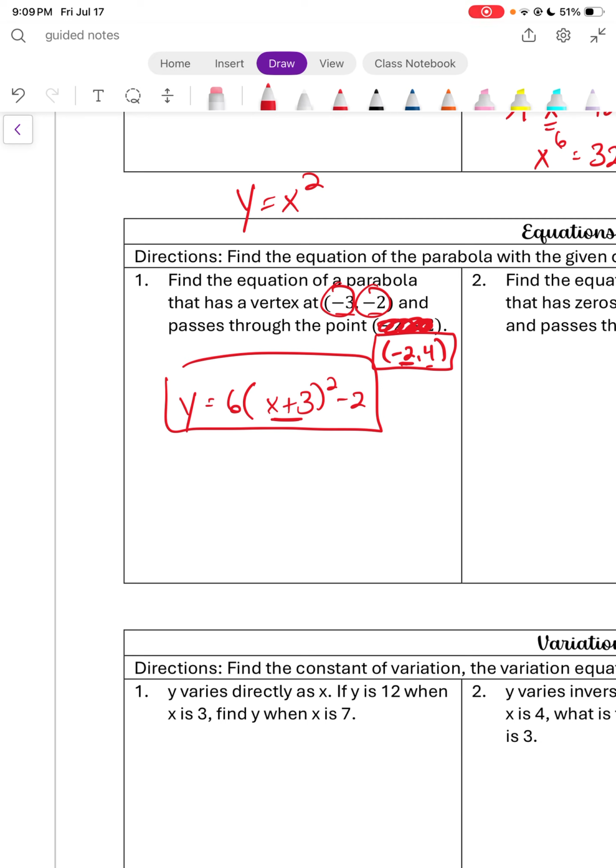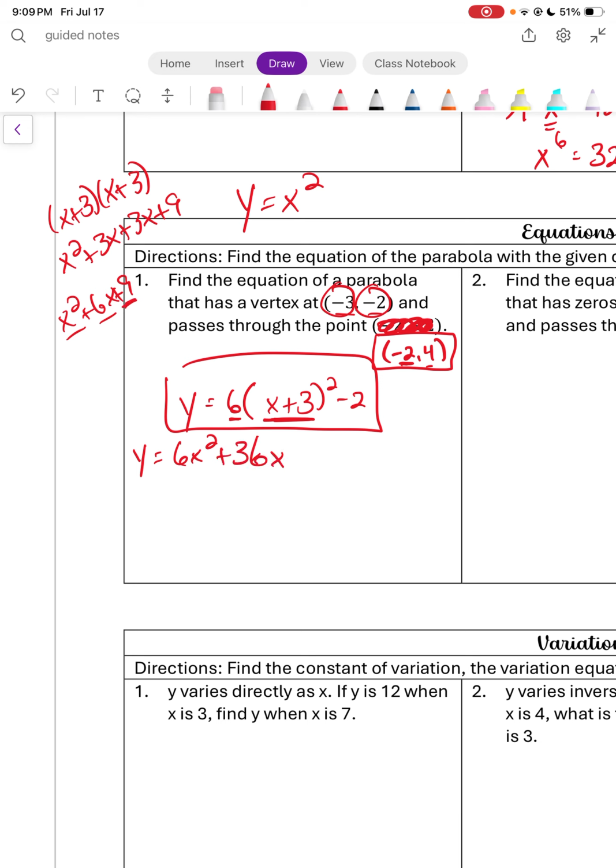The way I'm going to write it in the other forms is, first off, I'm going to distribute this out. I'm going to do (x + 3) times (x + 3), up here, (x + 3) to the second power. That's going to be x times x, x times 3, 3 times x, and 3 times 3. And that gives me x squared plus 6x plus 9. I'm then going to multiply that by 6. So 6 times all 3, that's going to be 6x squared plus 36x, and plus 54, which will actually combine with the -2 and give me plus 52. So there it is in standard form.